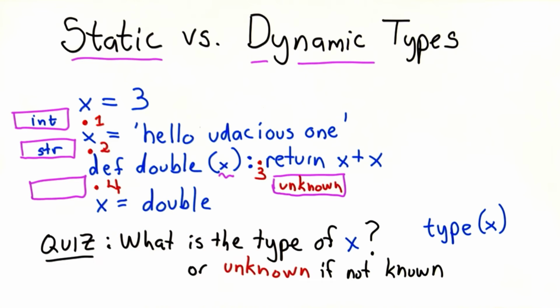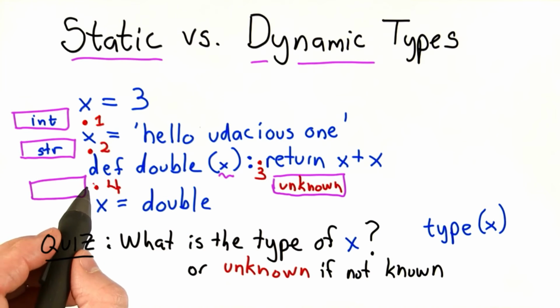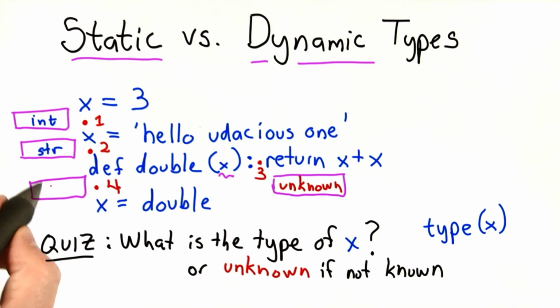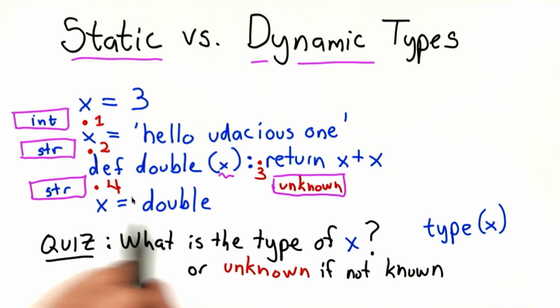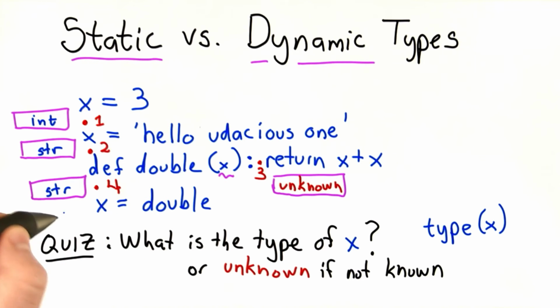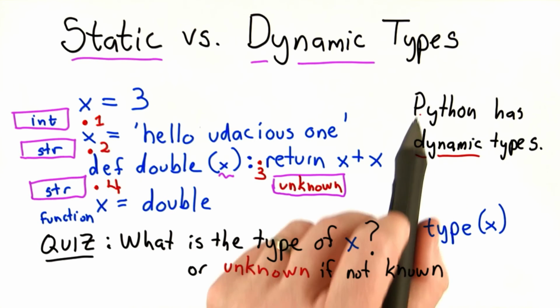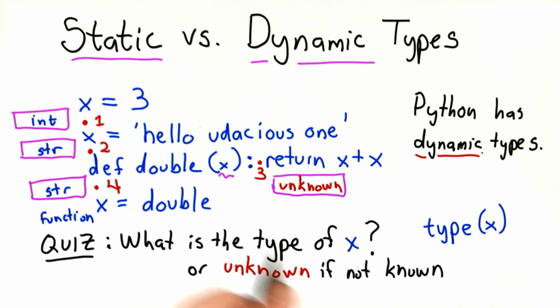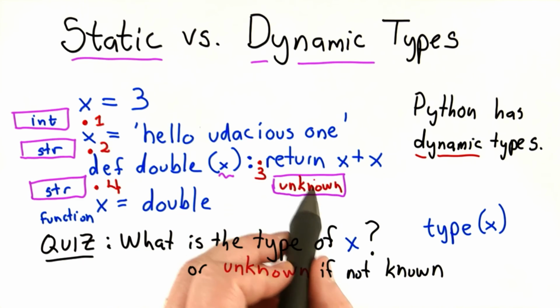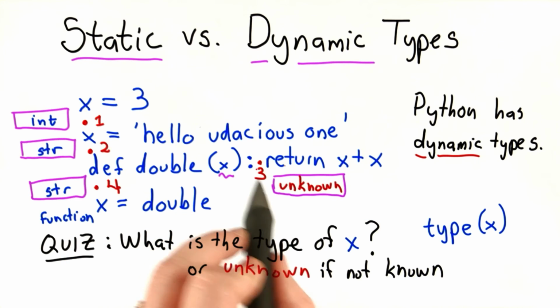But importantly, this is a different x from that one. The type of that x is still type str. After the last assignment, and I didn't make this part of the quiz, the type of x is now type function. And the point of this quiz is to illustrate that Python types are dynamic. And the real emphasis of that is the fact that the type of x at this point could be unknown.